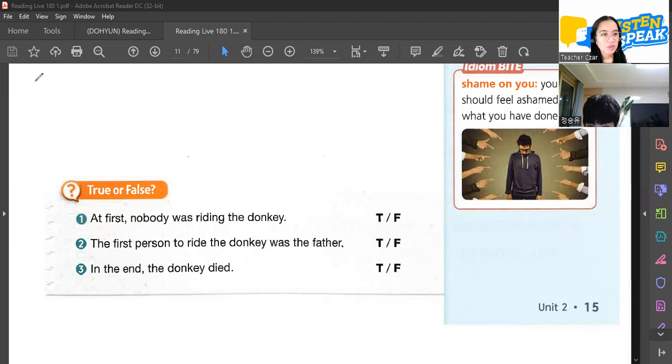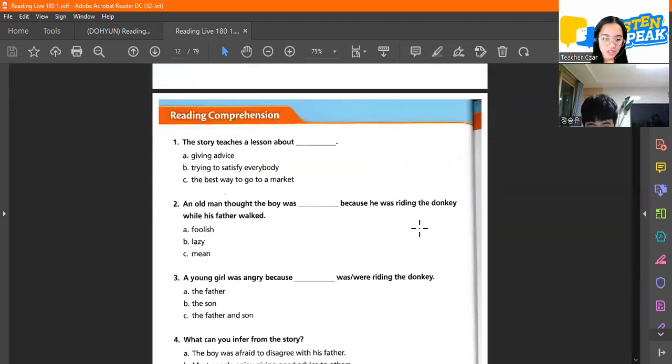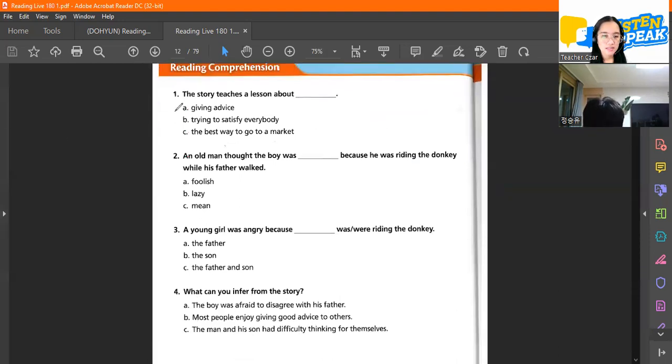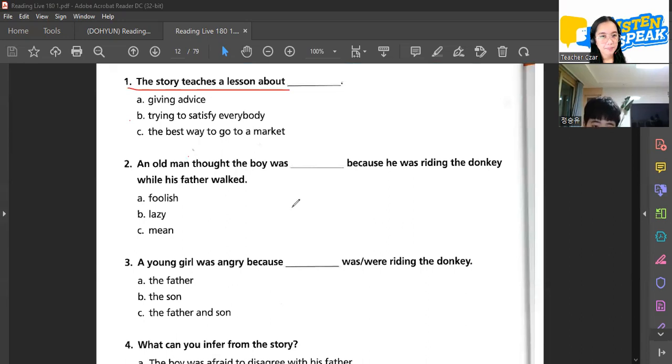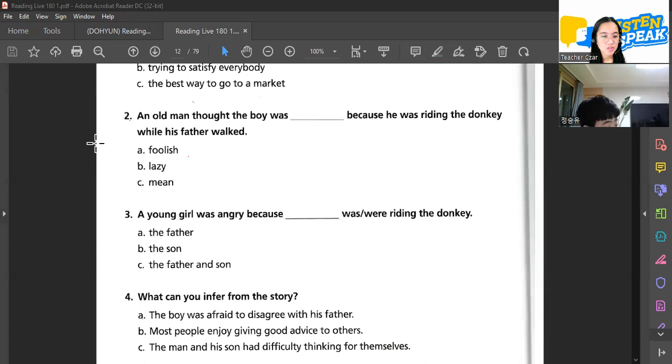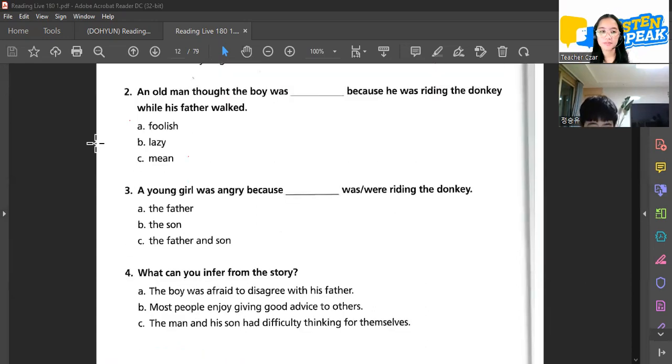Very good. Now, we will be having the next one, the reading comprehension. Okay, so let's start with the first sentence. The story teaches a lesson about trying to please everybody. Yes, very good. We have number two. An old man told the boy was lazy because he was riding the donkey while his father walked. Good. Okay, how about number three?